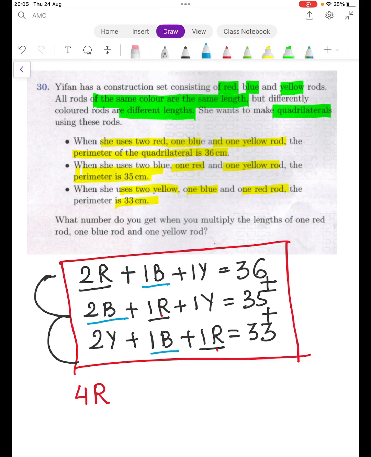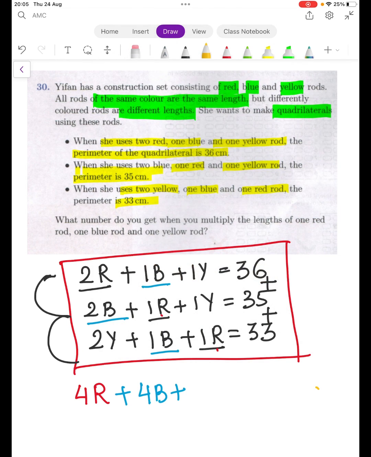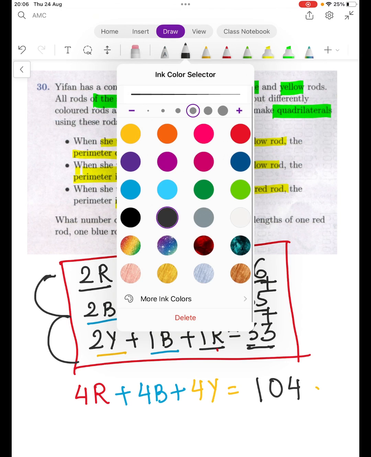Similarly, let me say blue. So 1 blue, and 2 blues, so it will be 4 blues. And yellow might not be visible, but I still would take yellow. There is 1 yellow here, 1 yellow here, and 2 yellows here. So if we add all the rods together, that will become 4 yellow, and these together, 36 plus 35 plus 33 is 104. Calculators are allowed in middle primary, so you can use a calculator, or just 30 is 90, and you can easily do 5 plus 6 plus 3, and that is 14. So the total is 104.